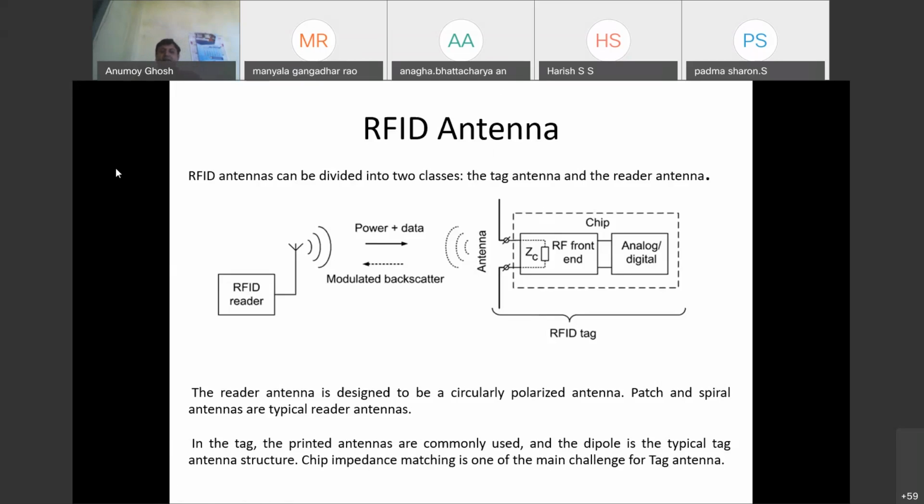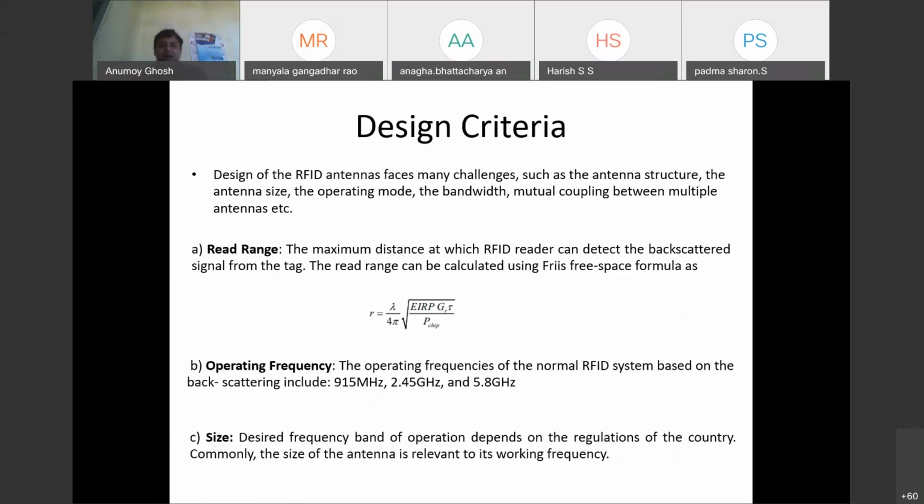Now the other design criterion is the read range. R is the read range, which is equal to lambda by 4 pi times the square root of EIRP times GT times tau by PG. EIRP is the effective isotropic radiated power, which is given by the power of the transmitted antenna times the gain of the transmitted antenna. Why is this equation very important? Because according to the read range R, the power of the transmitted antenna, PT, will be determined. So EIRP is equal to PT into GT. If the read range is more, then the power of the transmitted antenna should be more. And if the read range is less, then obviously the power of the transmitted antenna should be less.